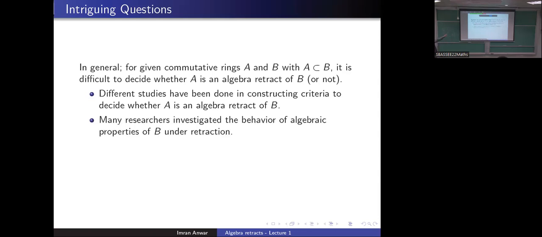The slide is not visible. So let me, yeah.